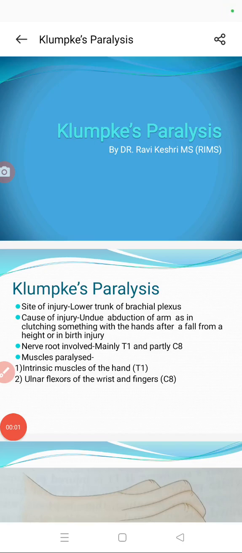Everyone, today I will discuss Klumpke's paralysis. In the previous section, I discussed the brachial plexus and Erb's paralysis. In Erb's paralysis, the upper trunk of the brachial plexus is injured. In Klumpke's paralysis, the site of injury is the lower trunk of the brachial plexus.